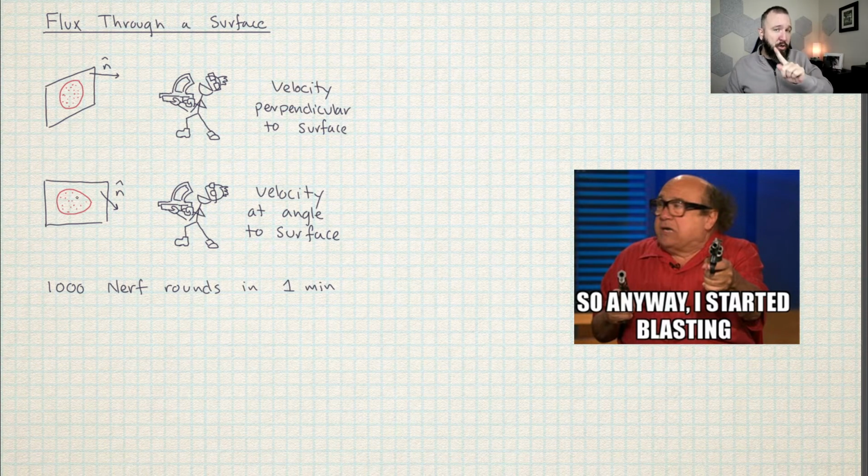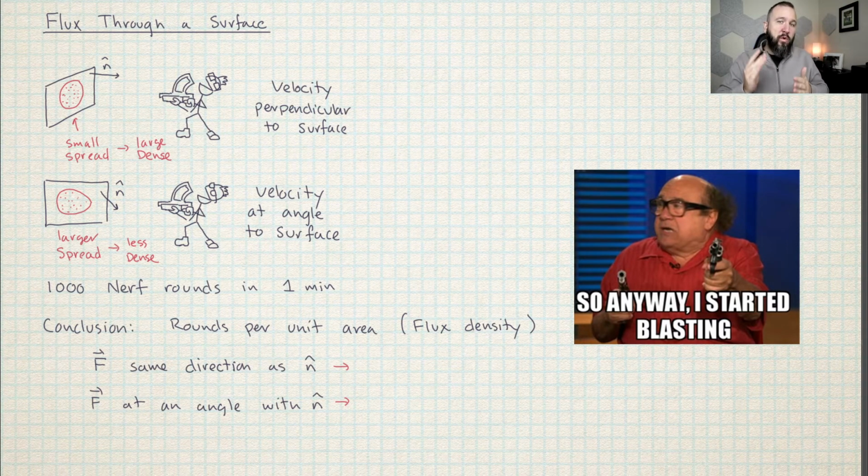Remember, it is the same total number of rounds and the same total amount of time, but the first situation, where he is directly perpendicular, has a small spread, and in the second one, there's going to be a larger spread. What I want you to think about is what would be the density of the rounds striking against this surface. So in the first situation, remember, it's the same total number of rounds that collide with the surface here. And in the first situation, they're in a smaller area, and in the second situation, they're in a larger area.